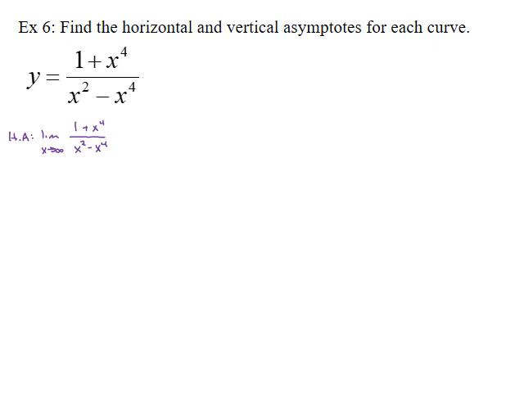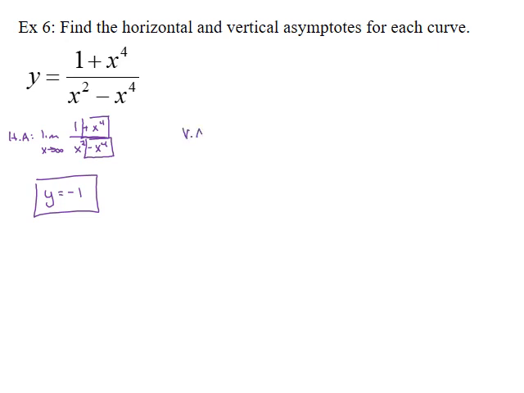I'm going to look for the highest power, so you have a 1x to the 4th on top, a negative x to the 4th on the bottom. So if you divide the constants, 1 divided by negative 1 is negative 1, but you got to put it in horizontal asymptote form, so that would be y equals negative 1.